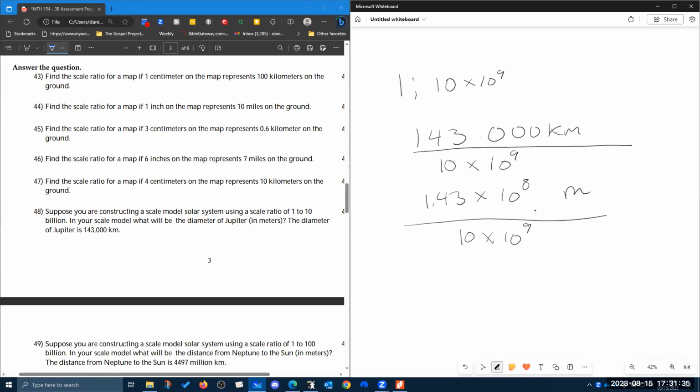This is going to be divided by 10 to the 10th, 1.43 times 10 to the negative second meters, 1.43 centimeters is what the diameter of Jupiter in your scale model should be. Make sure that's right.